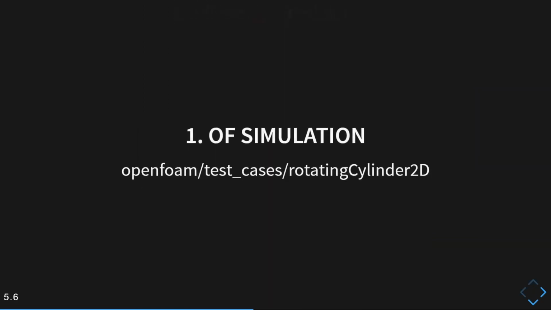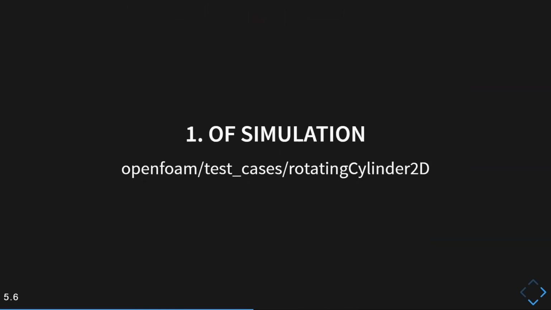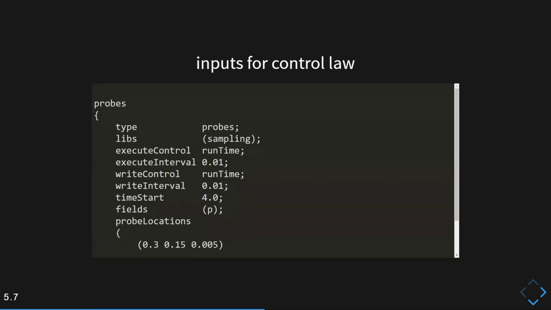The first one is probably the easiest one. You create a new simulation folder. So you can just create that in the OpenFOAM test cases folder. In this case, this would be rotating cylinder 2D. This is a very basic OpenFOAM setup.